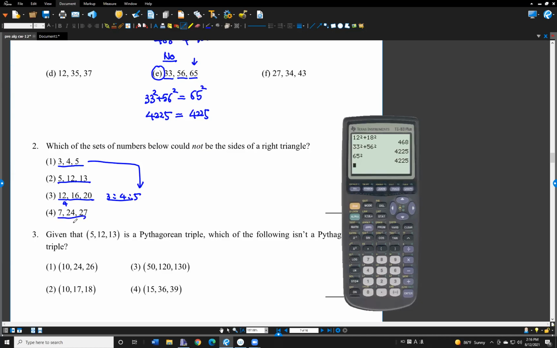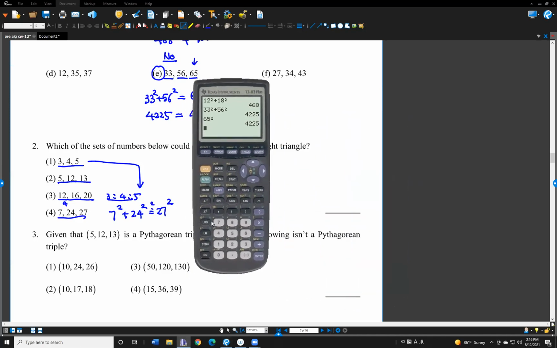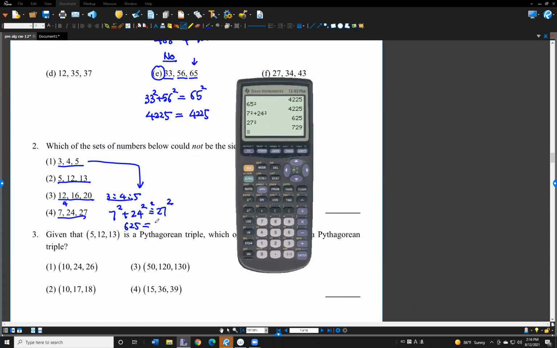But 7, 24, 27 is not a Pythagorean triple. So these three sides cannot be the sides of a right triangle. You can check it out. 7 squared plus 24 squared equals 27 squared. Is it true or false? Use a calculator. 7 squared plus 24 squared equals 625. 27 squared is not 625, right? It's 729. They are totally different numbers. So this is not the sides of a right triangle.